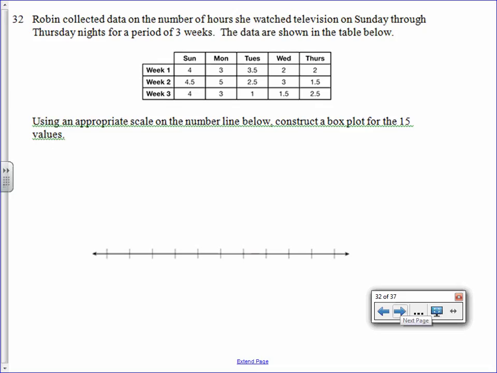Robin collected data on the number of hours she watched television on Sunday through Thursday nights for a period of 3 weeks. She is a loser. Why is she spending her time doing this? The data are shown in the table below. Using an appropriate scale on the number line, construct a box plot.